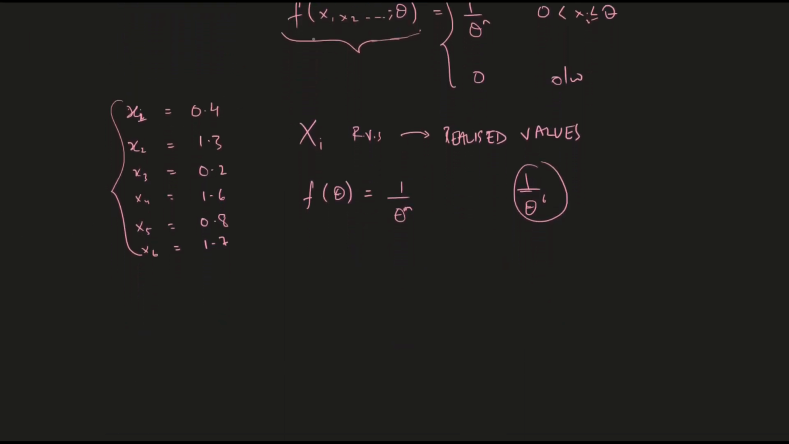Now I'm looking for some value of theta such that this function is maximized. That is what the maximum likelihood estimator does. It tries to find an estimate for theta that would maximize our likelihood function. If you were to plot this likelihood function, it would be a decreasing function like this. As theta increases, the likelihood function would decrease.